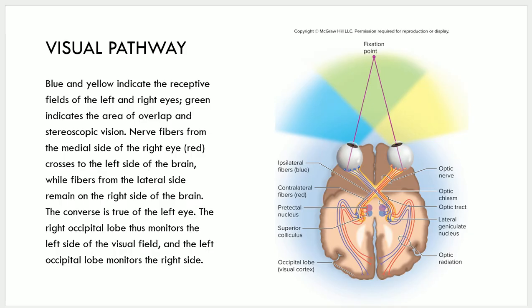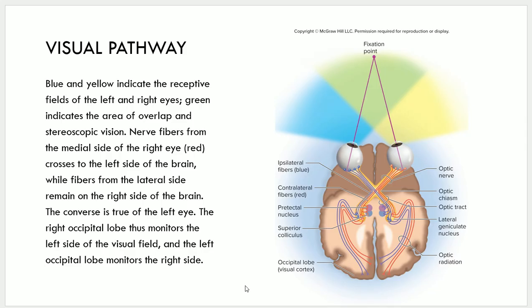Again, visual pathway. I'm going to read through this and then make it a little bit more simple. Blue and yellow indicate the receptive fields of the left and right eyes. Blue, yellow, and then green, you can see the overlap. Green indicates the overlap area in stereoscopic vision. Nerve fibers from the medial side of the right eye, so red, cross to the left side of the brain, while fibers from the lateral side remain on the right side of the brain. I'll explain that. The converse is true of the left eye. The right occipital lobe thus monitors the left side of the visual field, and the left occipital lobe monitors the right side. Let's simplify, because this is true but not completely what's happening.